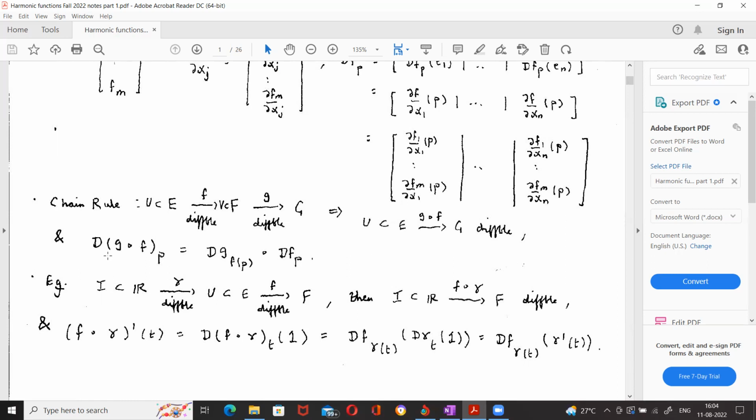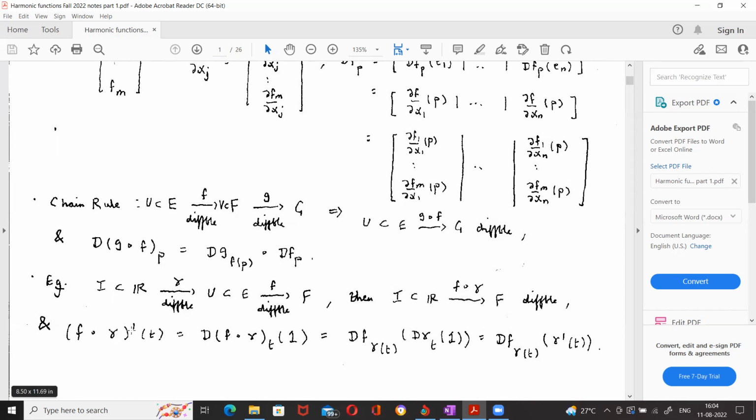All right. So the derivative of a composition is the composition of the derivatives as linear maps. And one particular case of this is useful for us. If I look at a curve gamma inside my vector space E, and then I have a differentiable map F from E to capital F. So then if I look at the composition, F compose gamma, by the chain rule, this will also be differentiable.